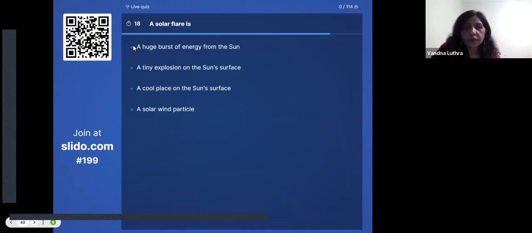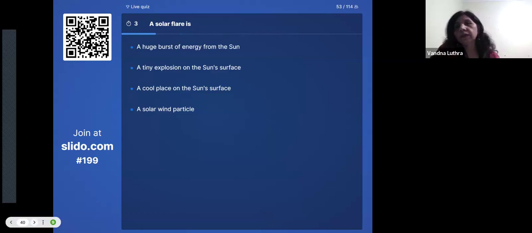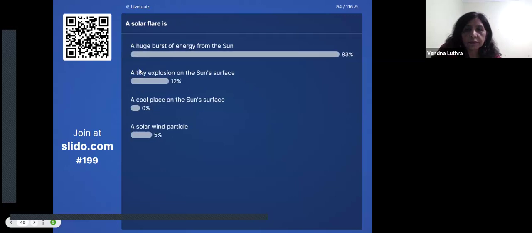So we begin with: a solar flare is a huge burst of energy from the sun, a tiny explosion on the sun surface, a cool place on the sun surface, a solar wind particle. And the correct answer is done correctly by 83% of the participants.